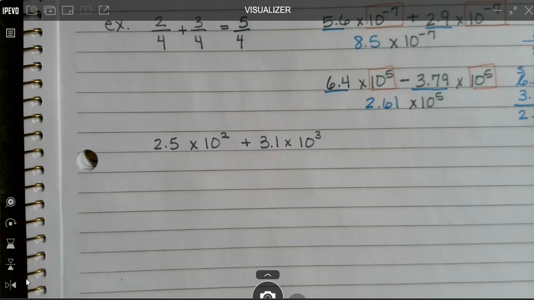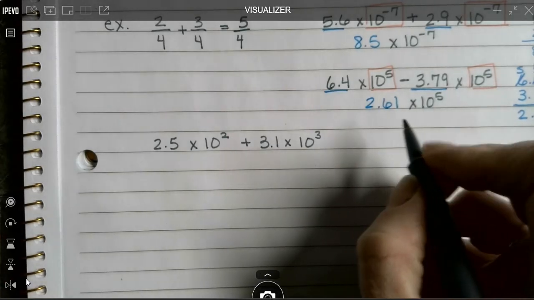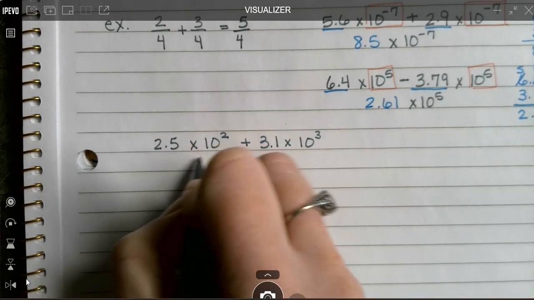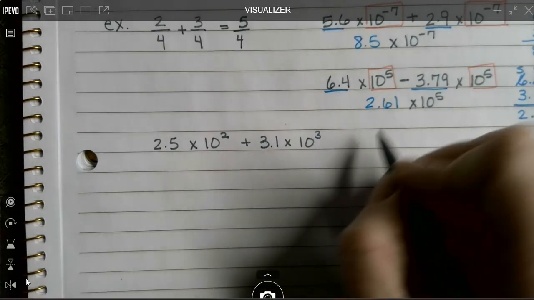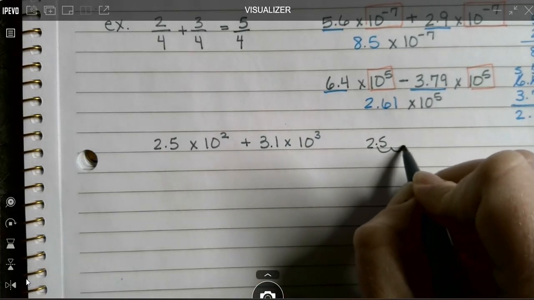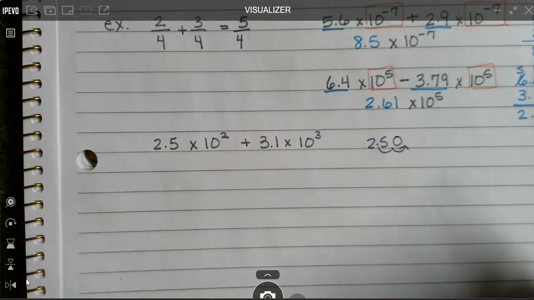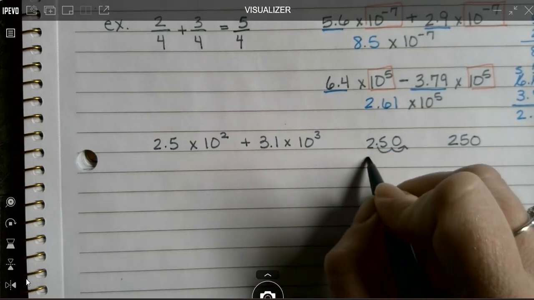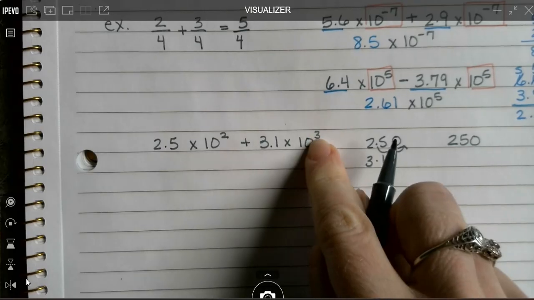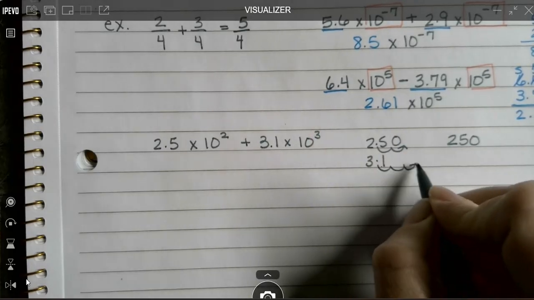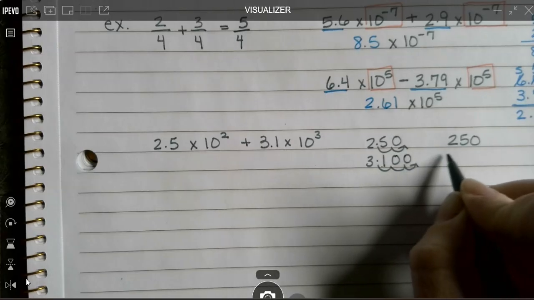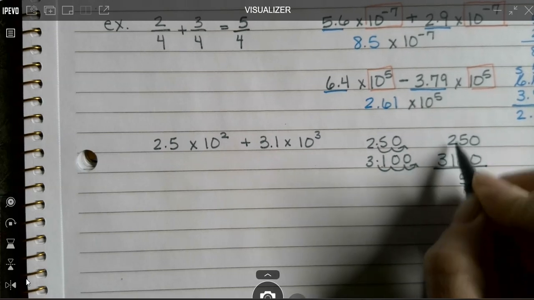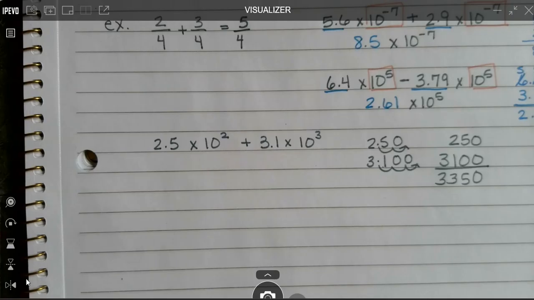And if I actually write these out for you, so let's write out 2.5 times 10 to the second, that would be move our decimal over 2 places, right? So let me write it out. 2.5, we're going over 2 places, so we end up with 250. And 3.1 times 10 to the third, we would move our decimal 3 places. 1, 2, 3. And we end up with 3,100. And when we add these, we would actually get 3,350.